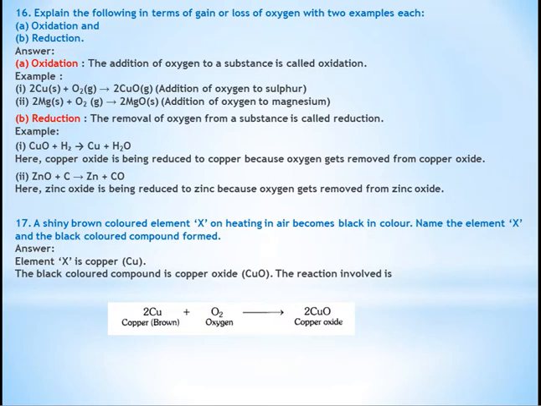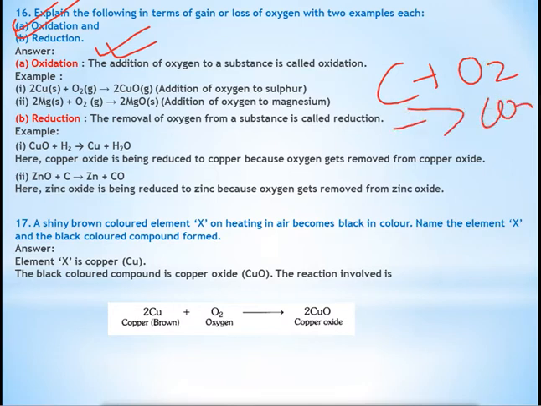Now let's take up the next question, question number 16. Explain the following in terms of gain or loss of oxygen with two examples of each. First of all, we will take oxidation. Oxidation means addition of oxygen. Whenever oxygen is added to a substance, that process is called oxidation. Examples: Cu plus O2 gives CuO, Mg plus O2 gives MgO, C plus O2 gives CO2. These are all examples of oxidation reaction. In these reactions, oxygen is added to copper, magnesium, and carbon.